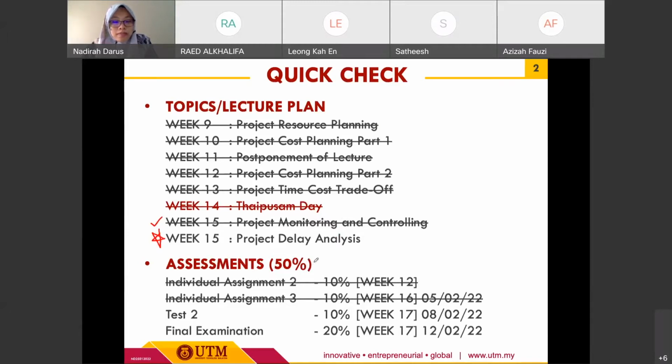And for the assessment, the total marks for my parts, again, I would like to remind, the 100% was divided into two parts, for my part and also for Mr. Rahim's part, so that all of you are already aware of this. Okay, so I think there's no need for me to explain further because previously we already discussed in detail the individual assignment and also test 2, right?